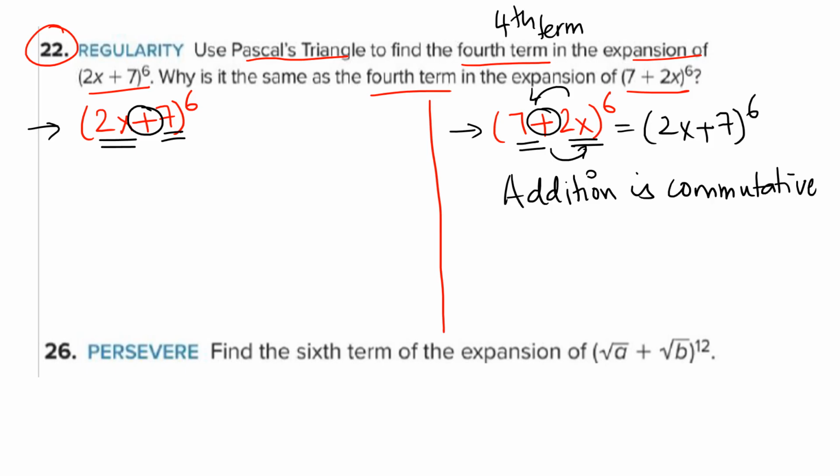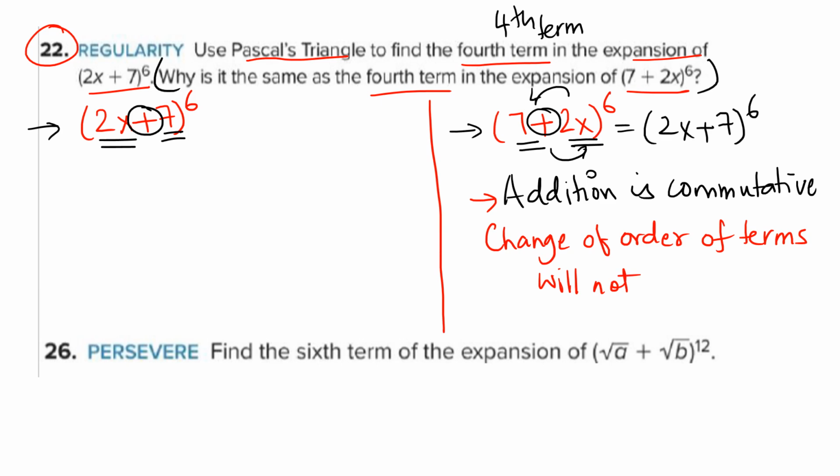So whatever answer we get for the fourth term of (2x + 7)^6 will also be the same as for (7 + 2x)^6. So I've already answered the second part for you, and the reason, as I told you, is that addition is commutative. So change of order of terms does not affect your answer. Okay, so I will just write that one line also. Change of order of terms will not affect the answer.